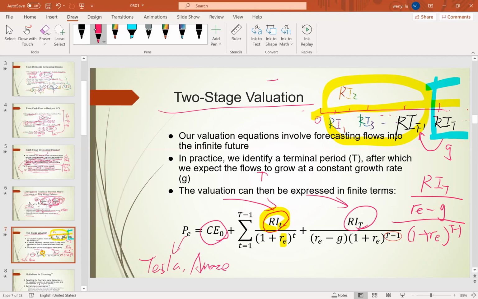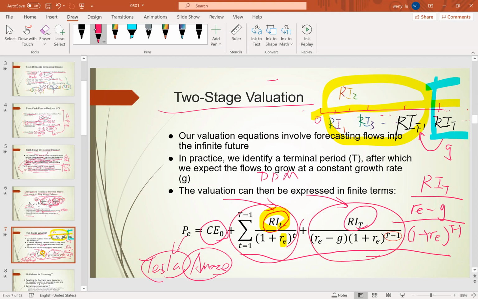But here we just use residual income for companies that do not pay any dividends. We will use this as a general model to do equity valuation, including the first stage, the second stage, and also the common equity value in the current year. So that's our guidance for doing equity valuation using two-stage valuation.